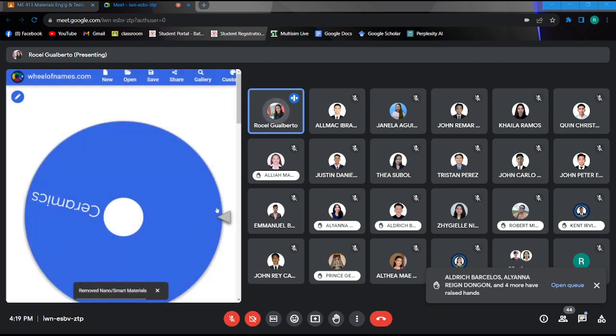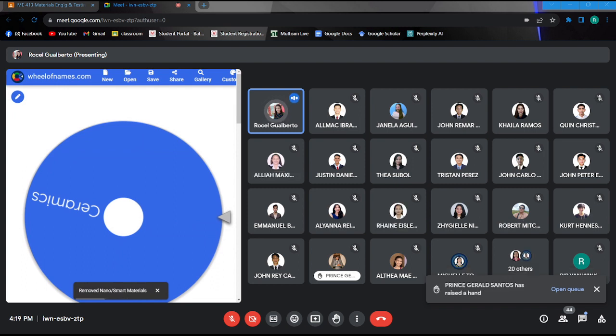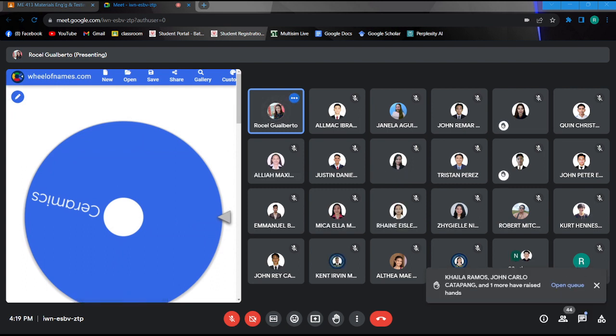And of course, the last group will work on the ceramics. Group 6. Who are those in group 6? Lima din ang group 6. Nasaan po yung iba, group 6 natin? So, we only have here Kyla, John Carlos, Thea, John Peter, and Kurt. Where are the others? Bakit po ang iba ay hindi nataas yung kamay?